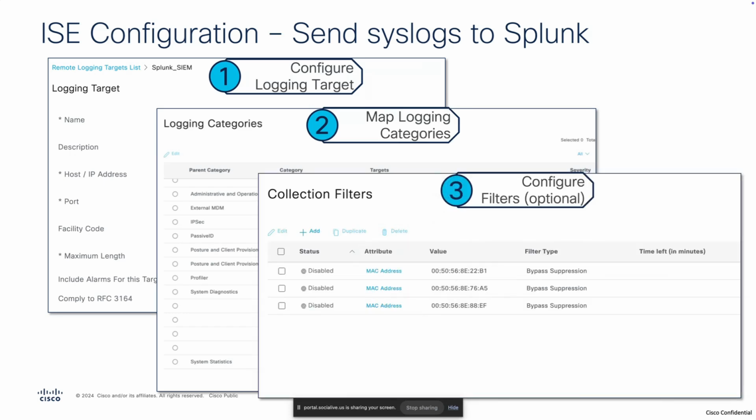The third one, optionally, you can even configure the collection filters. The filter is nothing but to suppress the syslog being sent out to the external log server. Keep in mind, it's not only suppressing being sent to the external log server, it's also suppressing being sent out to the primary MNT and secondary MNT also. So that was the reason why it's completely optional.